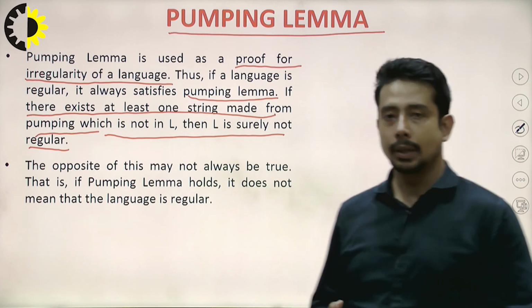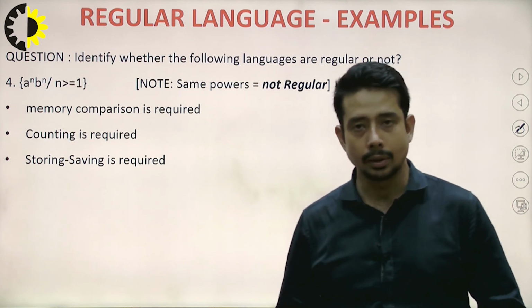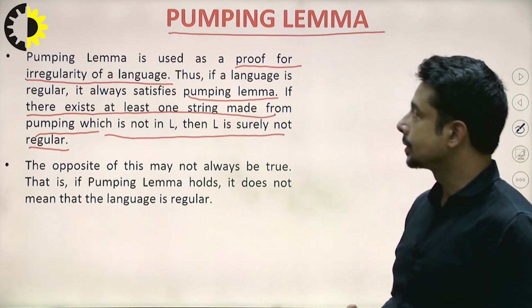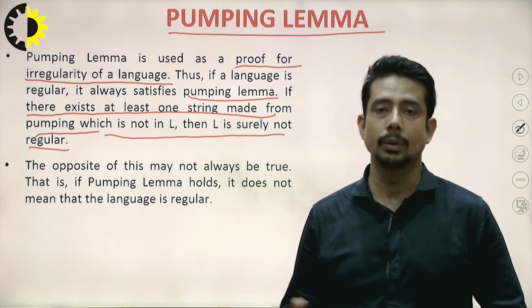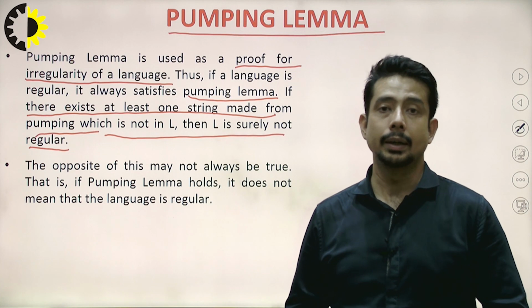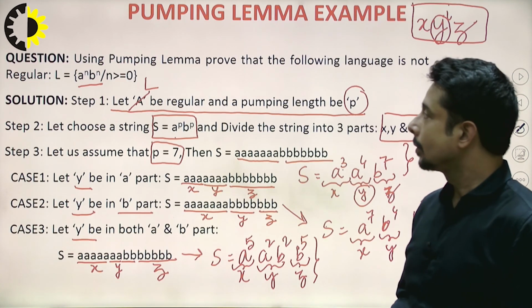Okay, so in this video we have tried to understand how to identify whether a language is irregular or not. Then we have tried to understand the concept of pumping lemma, with the help of which a language can be declared as irregular or non-regular. So this is all about your unit number 2.